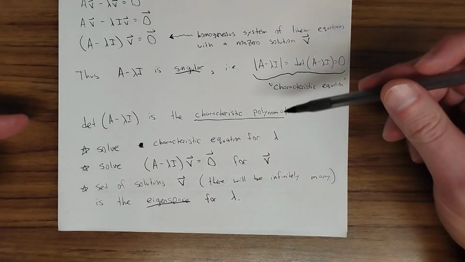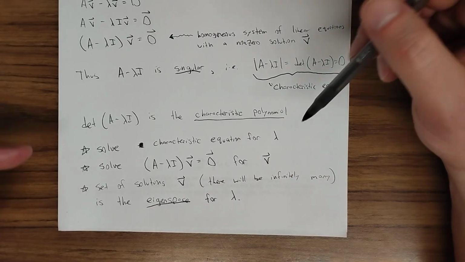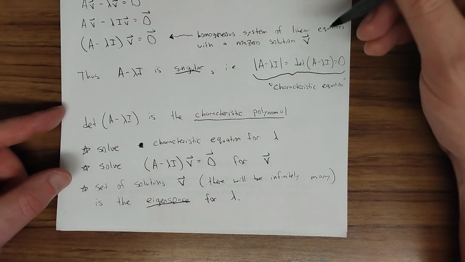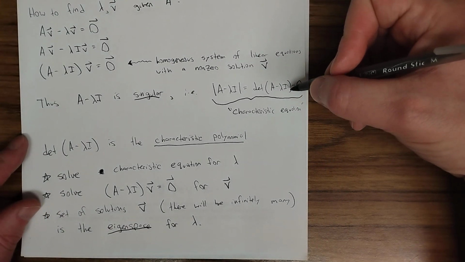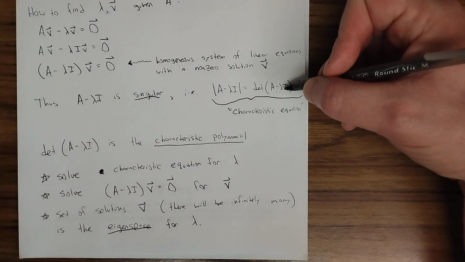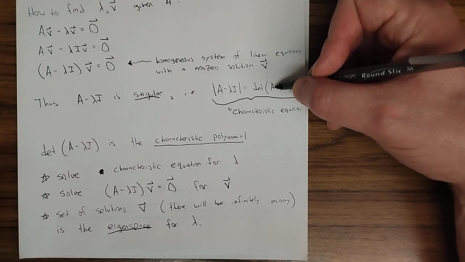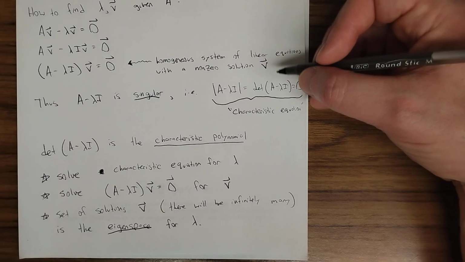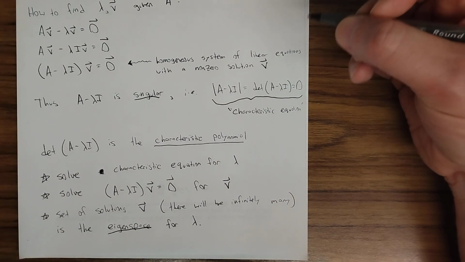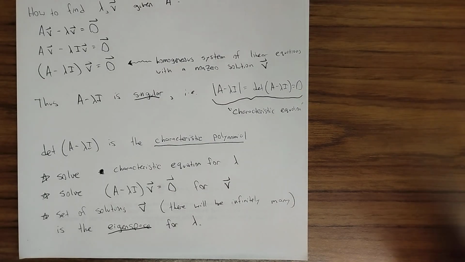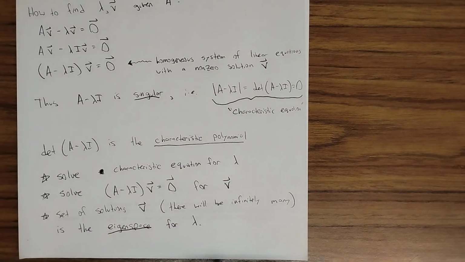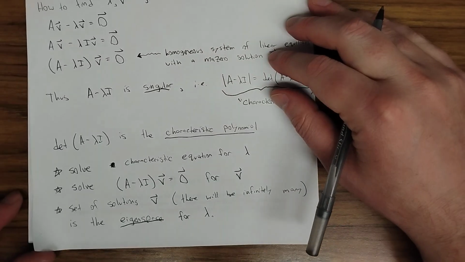Anyway, so here's the procedure. I solve the characteristic equation for lambda. And notice that the characteristic equation doesn't have V in it anymore. Lambda is the only variable. We're given A, so that's just whatever matrix it is, and I is just the identity matrix. The only unknown to solve for here is lambda. So we solve that for lambda.